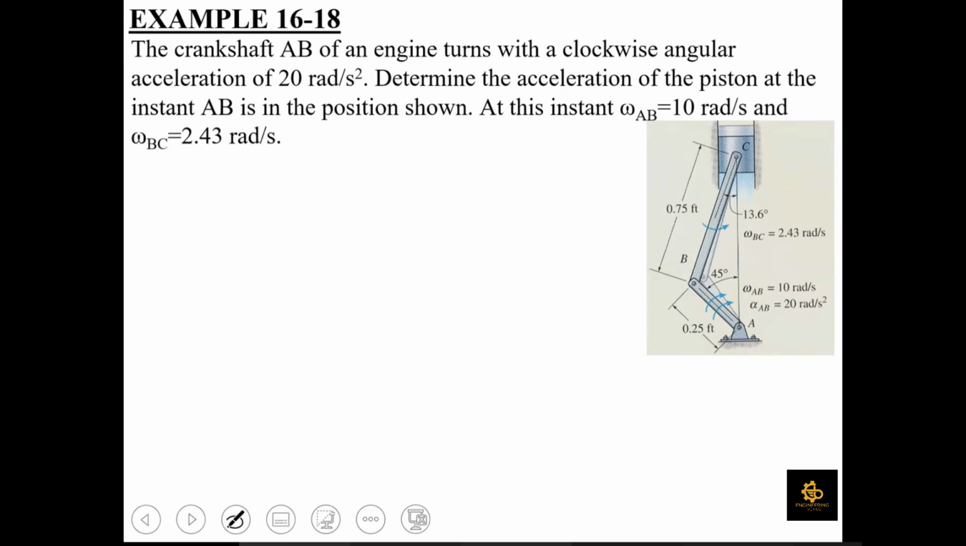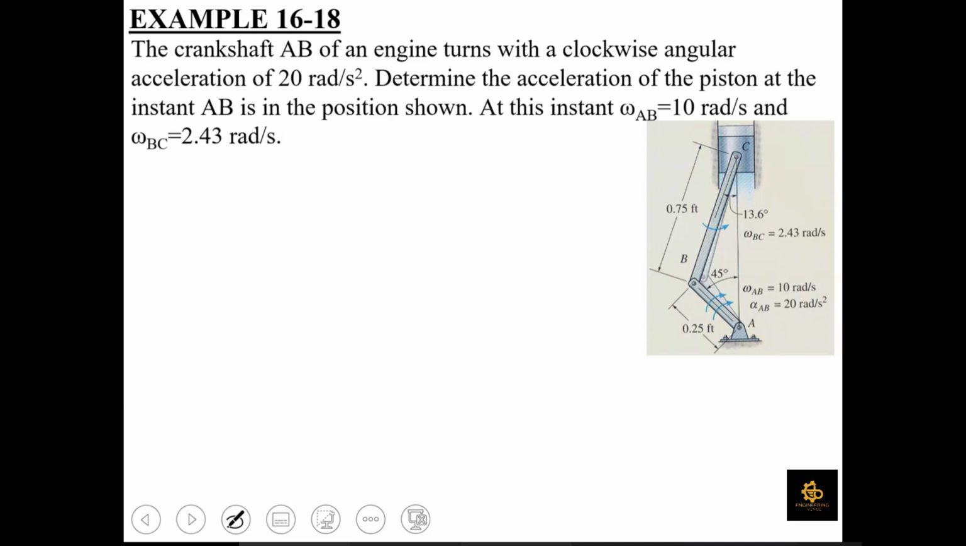You are being asked to determine the acceleration of the piston at the instant AB is in the position shown. At this instant, omega AB is 10 radians per second and omega BC is 2.43 radians per second. So is the question clear to all of you?